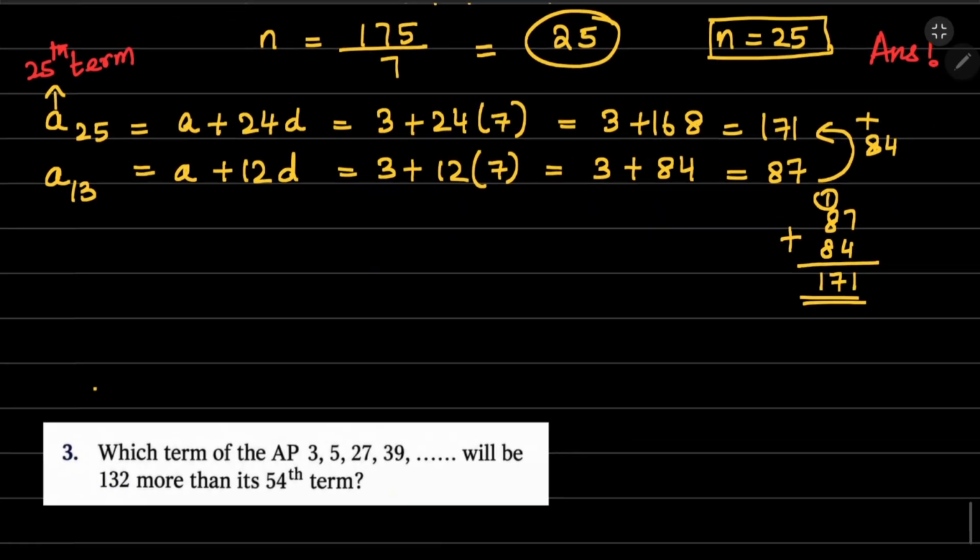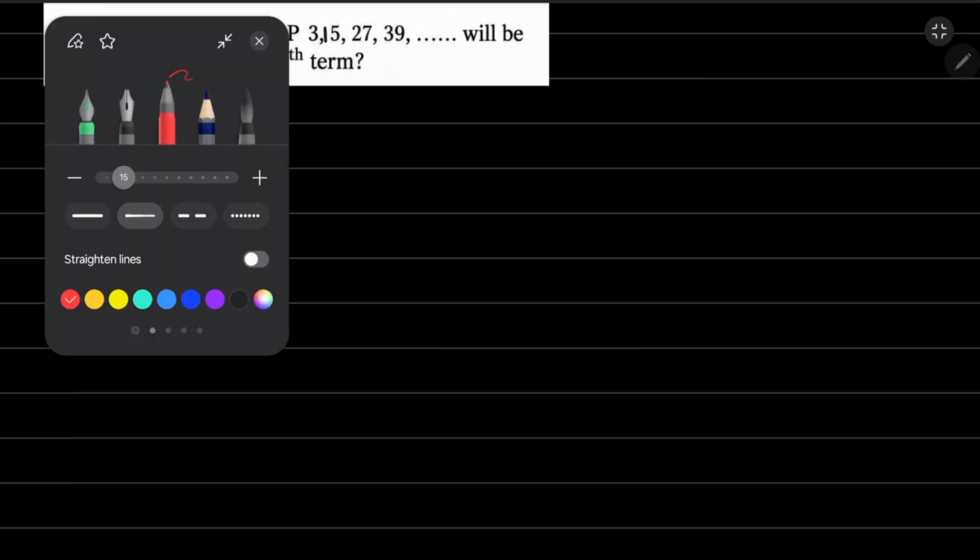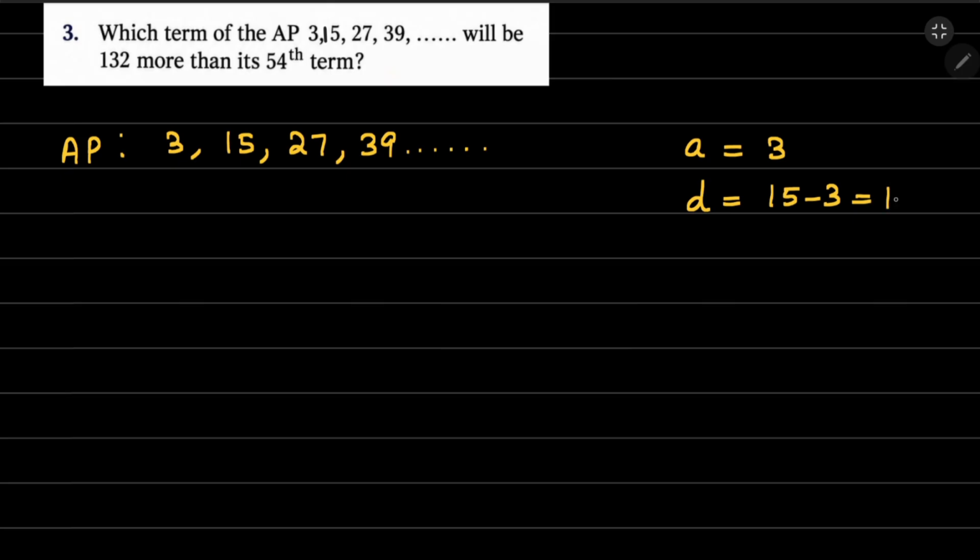Let's do another question of the same kind. Which term of the AP, this is 15, okay. So which term of the AP 3, 15, 27 and so on? So let's write the given AP. It is 3, 15, 27, 39 and it goes on. It's an infinite AP. So let's write our first term 3. Let's find out our common difference, that is A2 minus A1, 15 minus 3, that is 12. So which term of the AP will be 132 more than its 54th term?